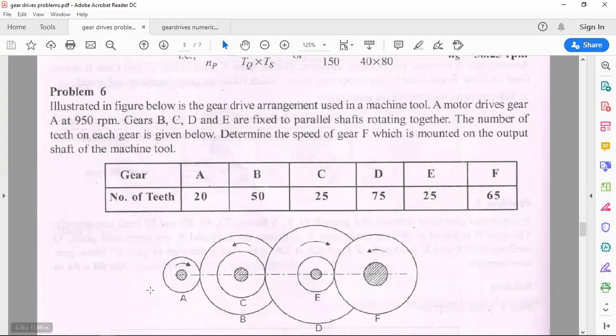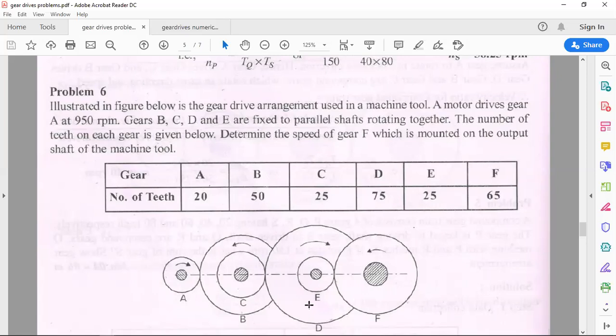So which are the drivers in this case? A, C, and E. Which are the driven here? The driven gears are B, D, and F. So the driven shafts are BD and F.